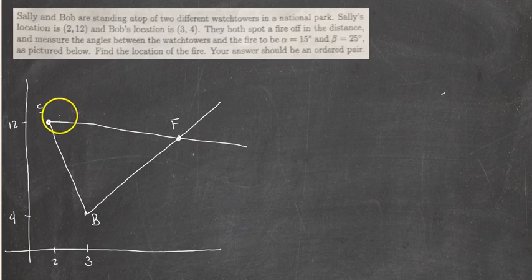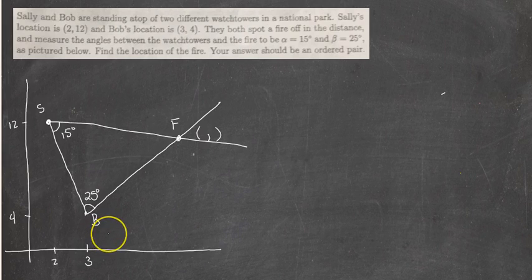And from Sally's perspective, the angle between her view of the tower where Bob is and the fire is 15 degrees. Again, there was a picture, so I know I'm labeling correctly, even though there's nothing in the words that would tell me that. And 25 degrees. So 15 and 25 degrees, I'm looking for the fire, and I want this in ordered pair format.